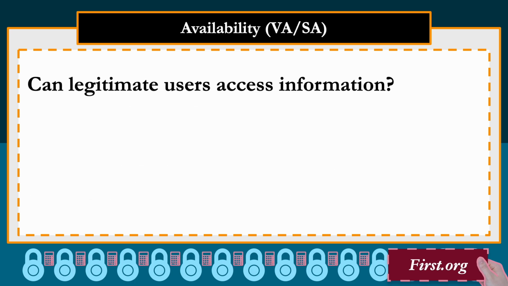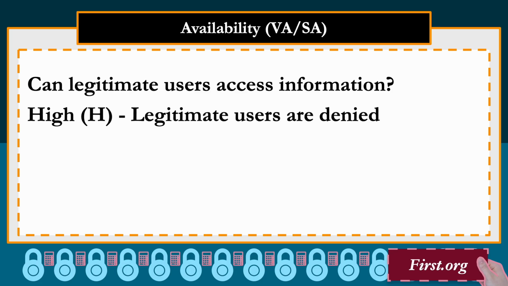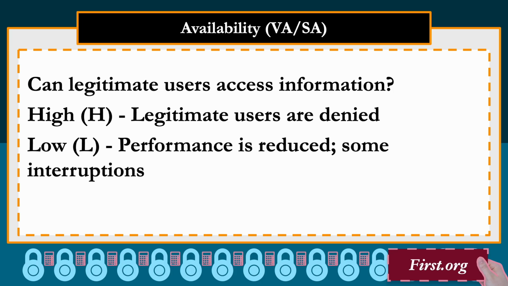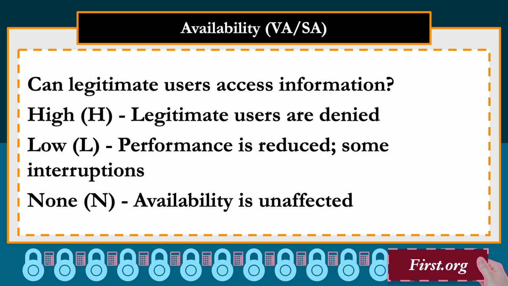Availability has to do with an attack's effect on a legitimate user's ability to access the information as needed. High means that the legitimate users are denied access, and this state is sustained or persistent. Low means that performance is reduced and interruptions happen, but legitimate users can still access information. None, of course, means the attack has no effect on availability.